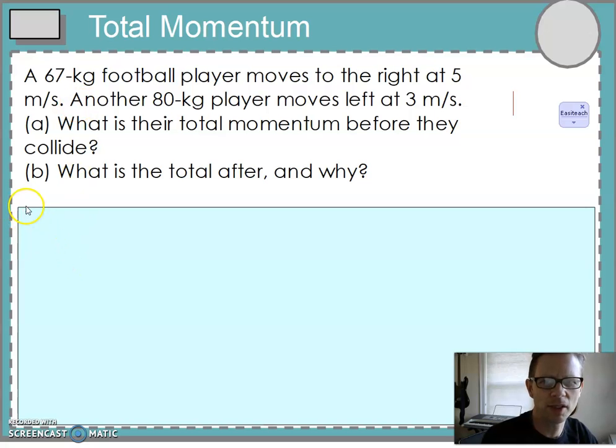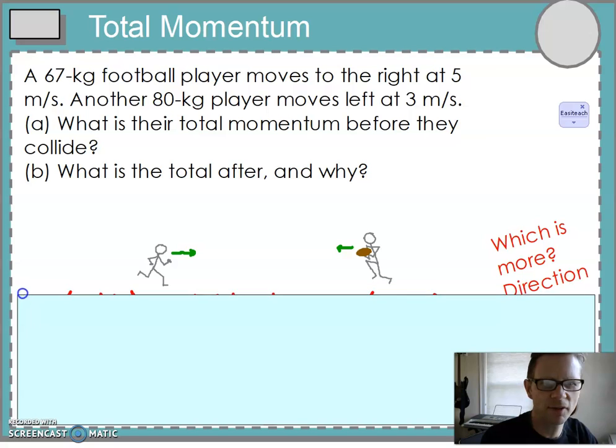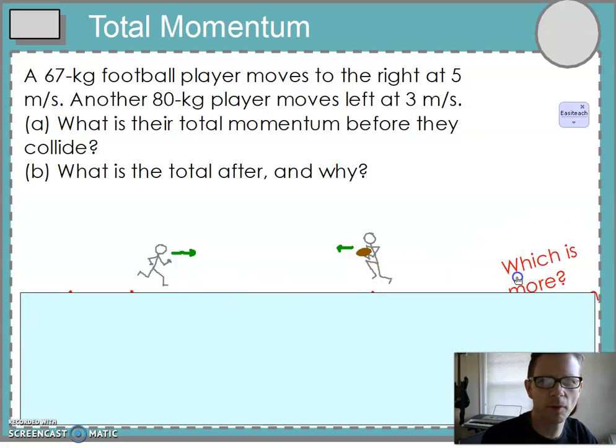Okay, so here's how you do this. I like to draw these. I just drew some stick figures. Here come the stick figures coming at each other. One of the football players has the ball. Immediately I'm noticing that this velocity is a little bit bigger at 5. This one's a little bit smaller at 3. And immediately I'm noticing this left momentum is going to be negative.